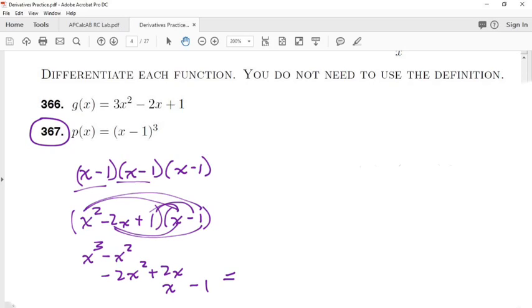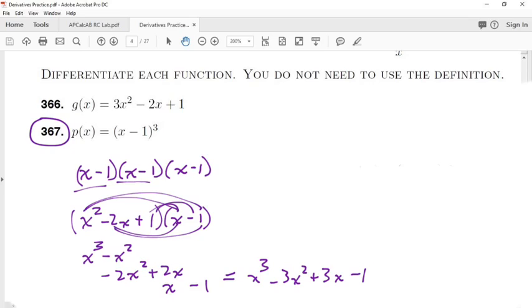So now we've got x to the third minus 3x squared plus 3x minus 1. So I had the x to the third, and I added these two right here, so it'll be negative 1, negative 2, which is negative 3. Then 2 and 1, that's 3x's. Then we have the minus 1 at the end.